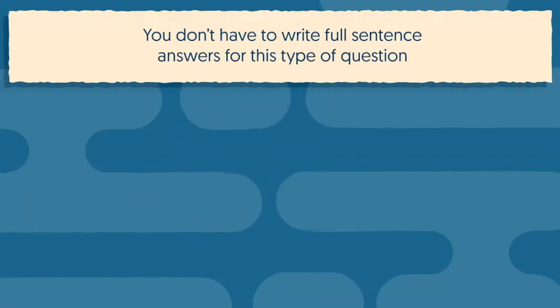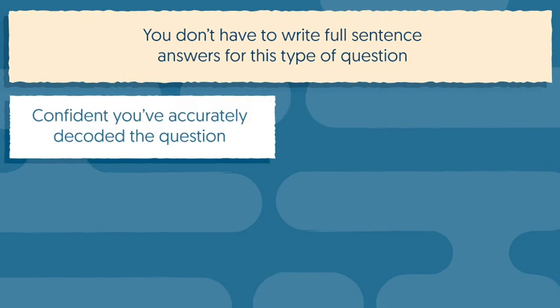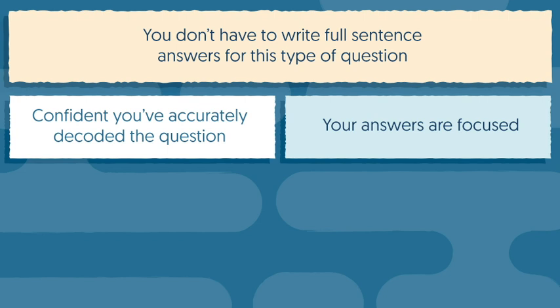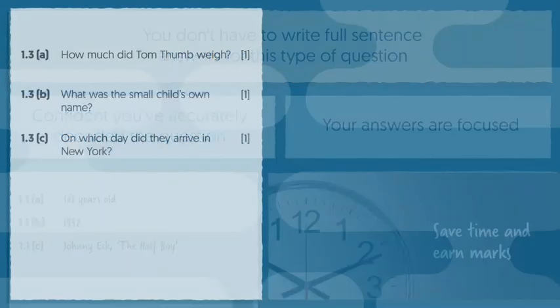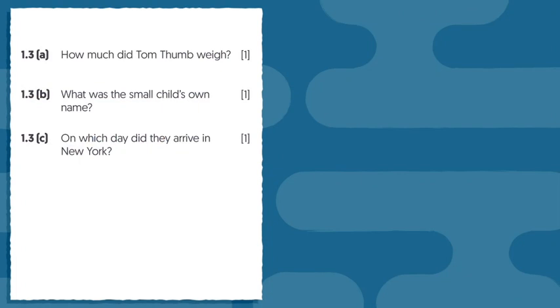But you don't have to write full sentence answers for this type of question. If you feel confident enough that you've accurately decoded the question and your answers are focused, don't worry about using full sentences. Instead, simply give the answer. This will save you some time to earn more marks on the bigger questions. Now we've looked at list questions for the 21st century text, let's move on to the 19th century one.